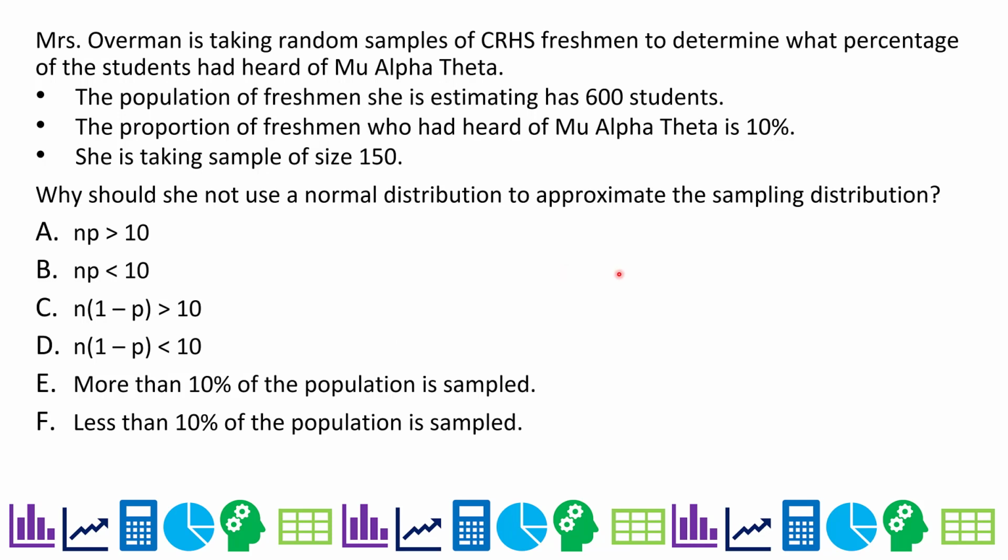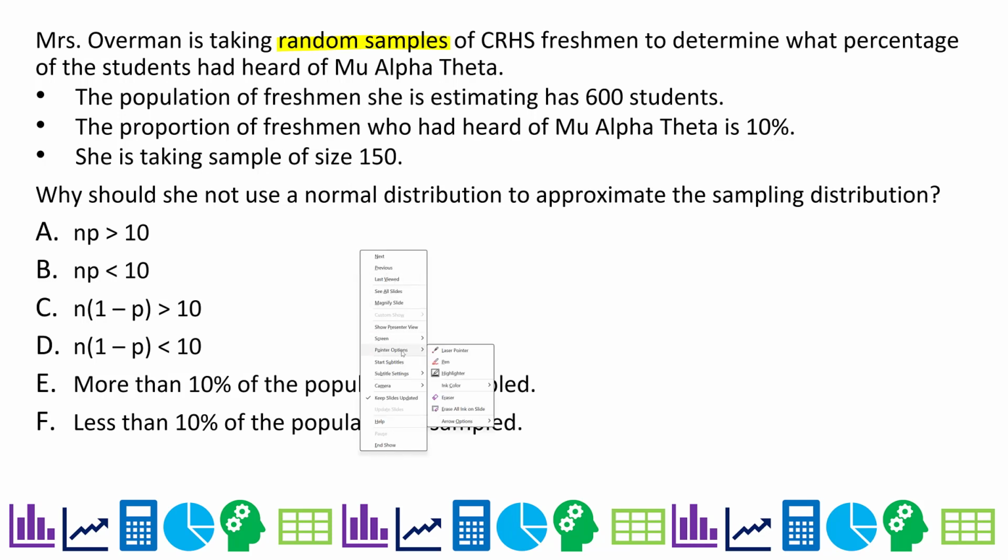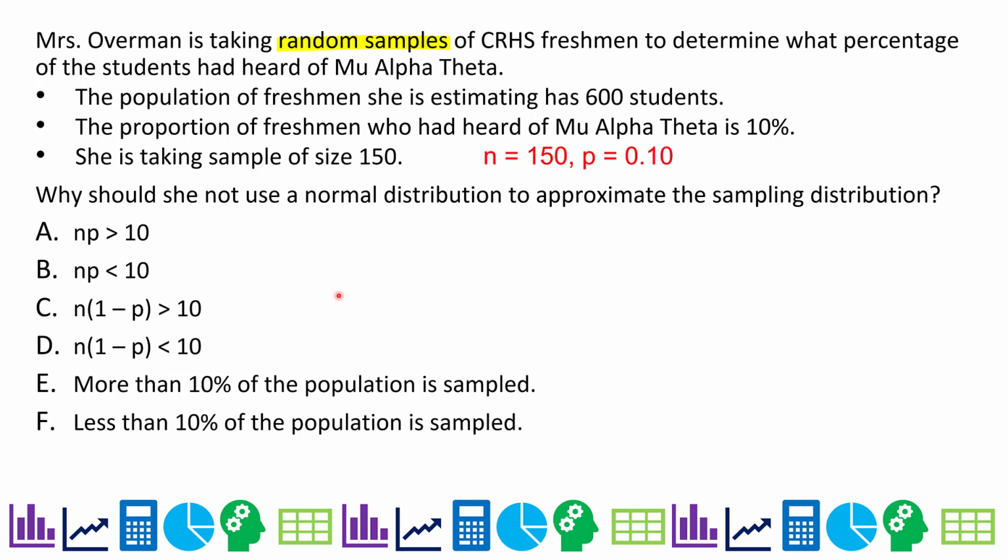Mrs. Overman is taking random samples of Cedar Ridge freshmen to determine what percentage of the students had heard of Mu Alpha Theta. The population of freshmen she is estimating has 600 students. The proportion of freshmen who had heard of Mu Alpha Theta is actually 10%, and I'm taking samples of size 150. Also notice that I did do random samples up here, so that is one of the conditions. I didn't list it as an option, but we do need to make sure we check that condition, okay? So that's good. All right, so now what do we know? We know that N is 150 and P is 10%.